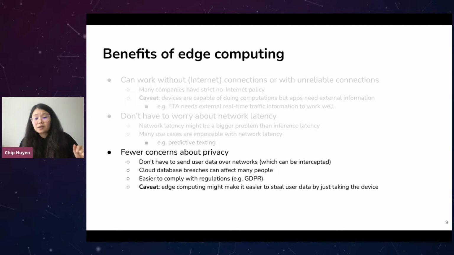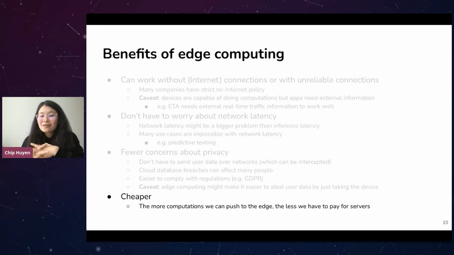It also makes it easier to comply with regulations. For example, GDPR requires a lot of considerations when you ship data to the cloud somewhere. There's a caveat to this: edge computing can help you reduce the concerns for privacy, but it doesn't eliminate concerns about privacy entirely. One caveat is that when you store all the data on a small device, it might make it easier for people to just take the device and run away and get all the data.